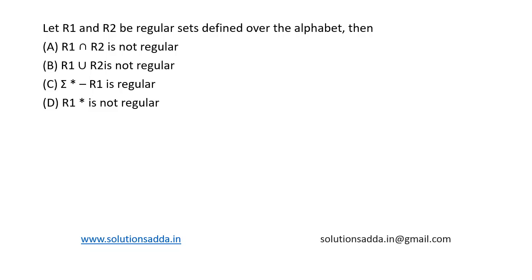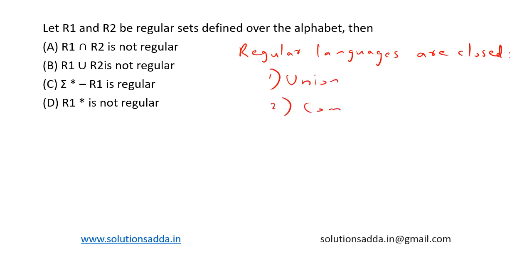This is a question from theory of computation. Let R1 and R2 be regular sets defined over the alphabet. Then R1 intersection R2 is not regular. R1 union R2 is not regular. Sigma star minus R1 is regular. R1 star is not regular. So regular languages are closed under union, complement, intersection, as well as Kleene closure.